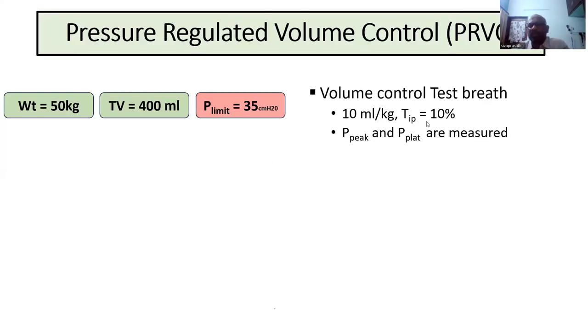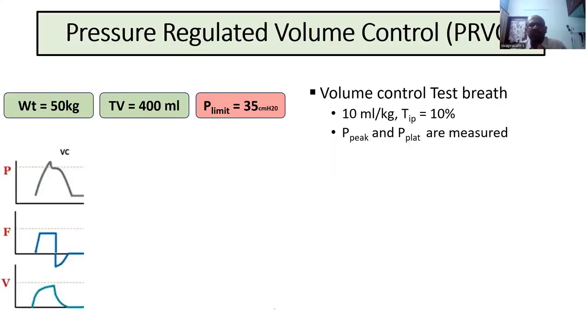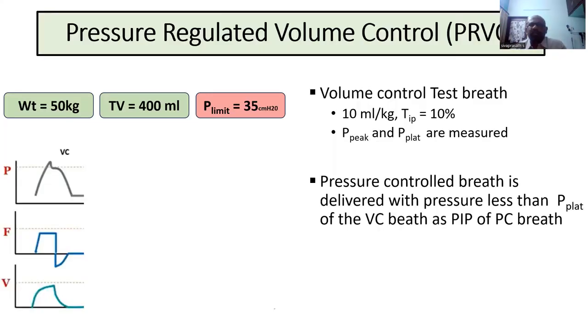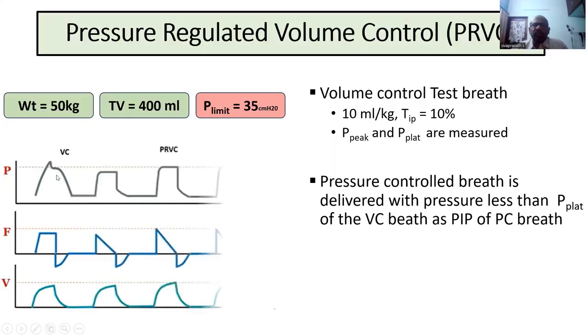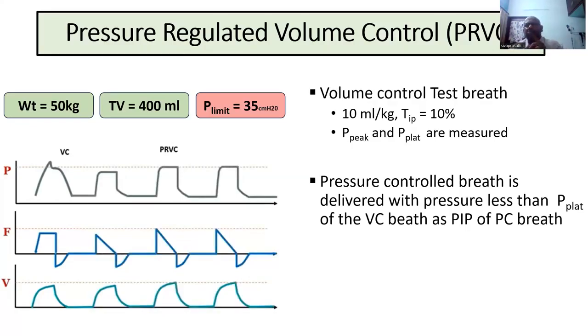So why is this inspiratory pause there? It is there because it has to measure the P peak and P flat. Once it gets the two values, P peak and P flat, it will start delivering a pressure control breath. So this is the first volume control breath it has delivered. It has calculated the P peak and the P flat. Once it has done so, it will convert the total ventilation into pressure control mode, and it will start to give the delivery with the pressure as the plateau pressure.